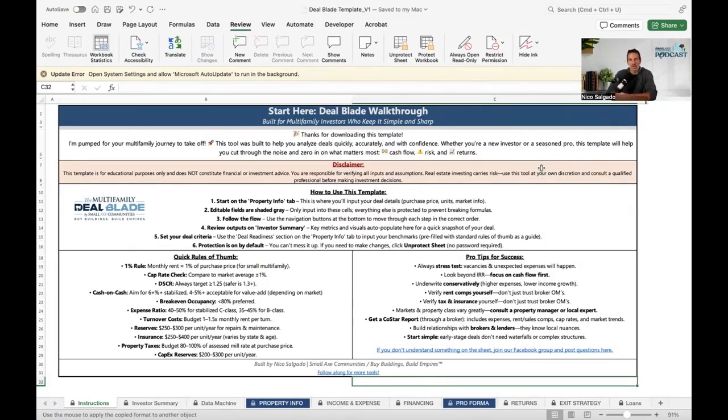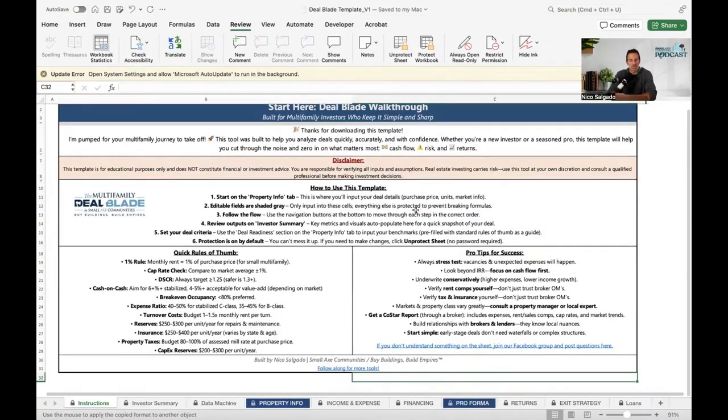All right, when you get my multifamily deal blade, you're going to start by opening it up, and you're going to be right here on the instructions page. On this first page, it gives you where to start. It's a quick little intro saying thank you for downloading this template. Then there's a disclaimer, and then there's how to use this template.